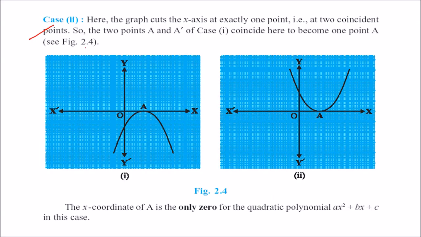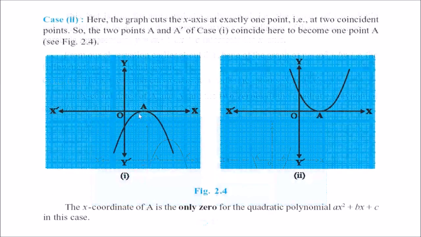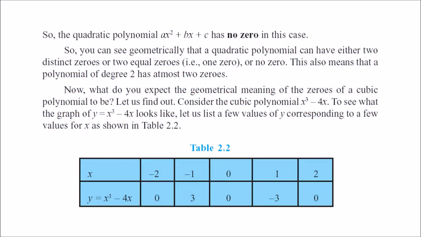Now case 2, this curve is not intersecting, but it is touching at one point. So here we have 2 roots or 2 zeros. Here we have just 1 zero. In this case, it is not at all touching or intersecting the x-axis. So this equation has no zeros, or it has no point where the y coordinate becomes 0. Now we conclude that the quadratic equation can have at most 2 zeros.